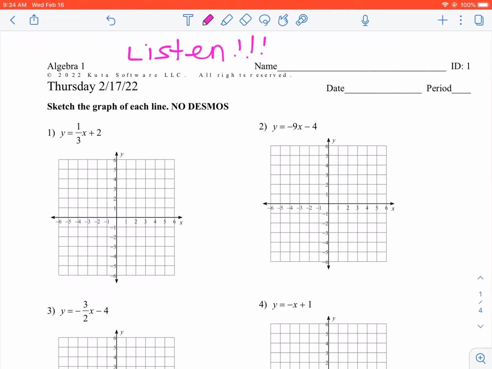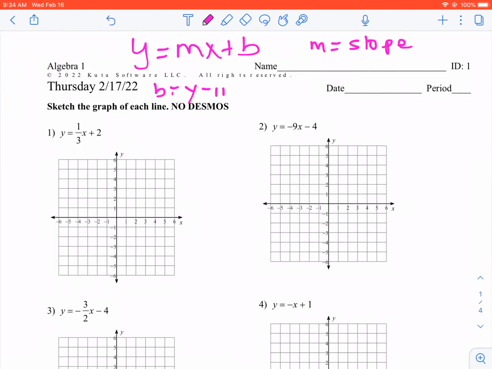So the first thing that you need to do after you don't write listen, just listen, is you need to write y equals mx plus b. Okay, so m is your slope, and b is your y-intercept. And we're going to practice graphing these by hand.